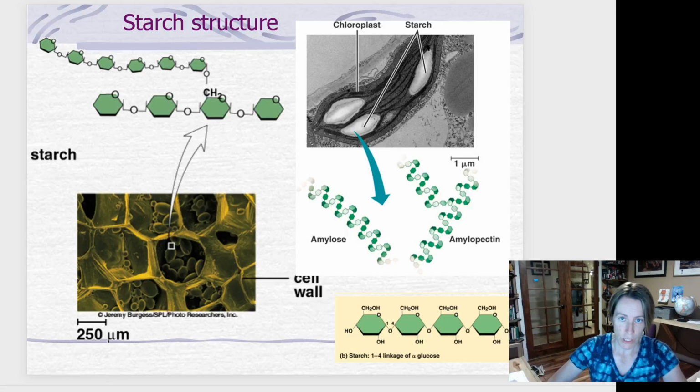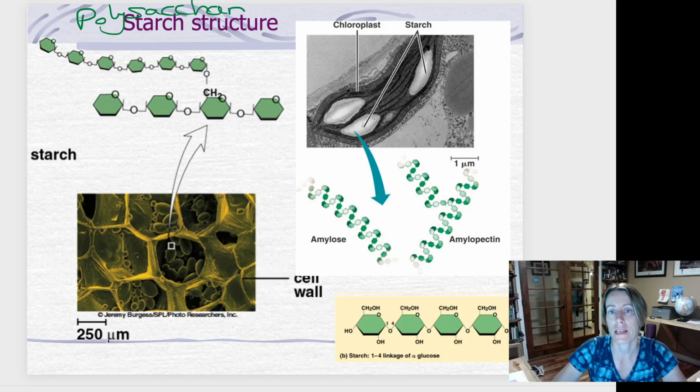So starch. Starch is what we call a polysaccharide. Poly means many, and saccharide, like we already know, means sugar. So it's a polysaccharide, and it means it's got many individual sugar monomers all hooked together. And this is a polymer that uses glucose as its individual monomer, its building block.